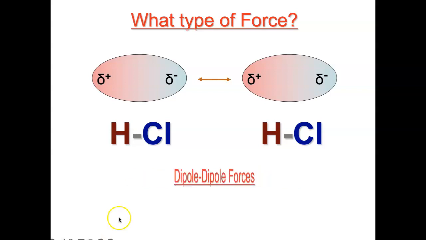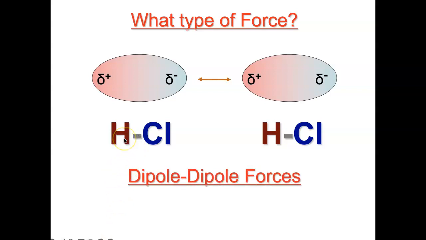Hopefully you said dipole-dipole. I can see hydrogen is not directly bonded to F, O, or N, so it couldn't be a hydrogen bond. It is a polar molecule, so it could not be a London dispersion.